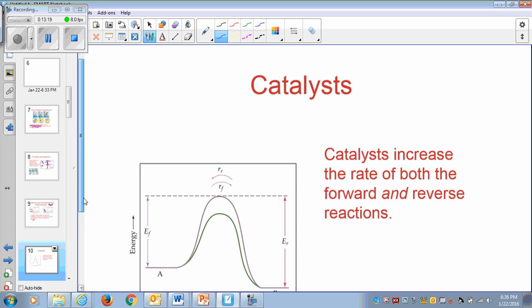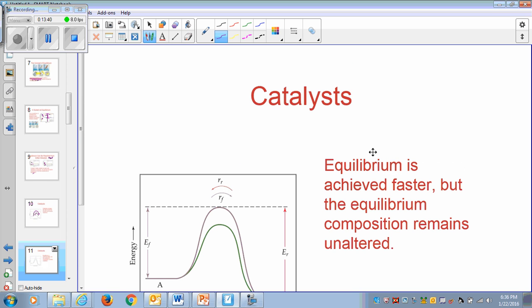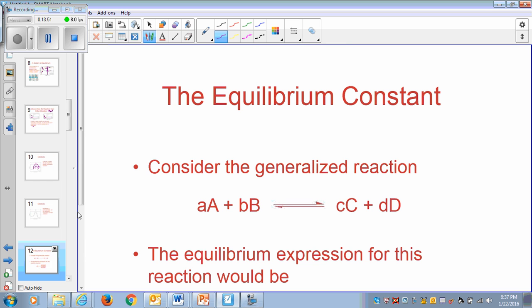A catalyst has the same effect. We have learned that a catalyst can speed up the reaction because it lowers the activation energy. But it doesn't matter whether you have the forward reaction or the reverse reaction. The catalyst will help both ways. A catalyst will speed up the reaction no matter which direction you go. So equilibrium is achieved faster, but the equilibrium composition remains the same. The amount of the reactants and the products remains the same.